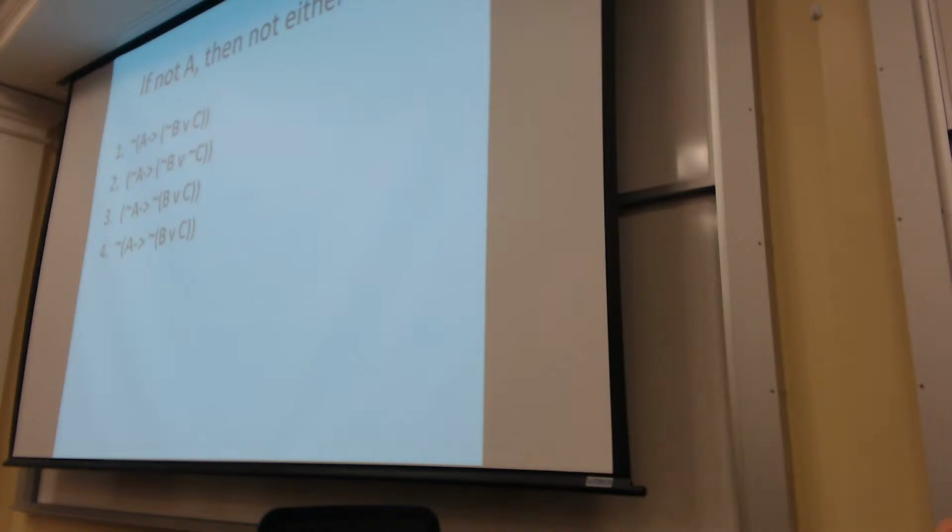All right. If tells us to open a parenthesis. Not A, we have a not directly on the A. The comma indicates that the A is going to be separate, so we're going to need another parenthesis after the arrow. Then we have a then not either B or C. So we need a negation before we open the parenthesis for the either. Then we have B or C. If not A, then not either B or C.